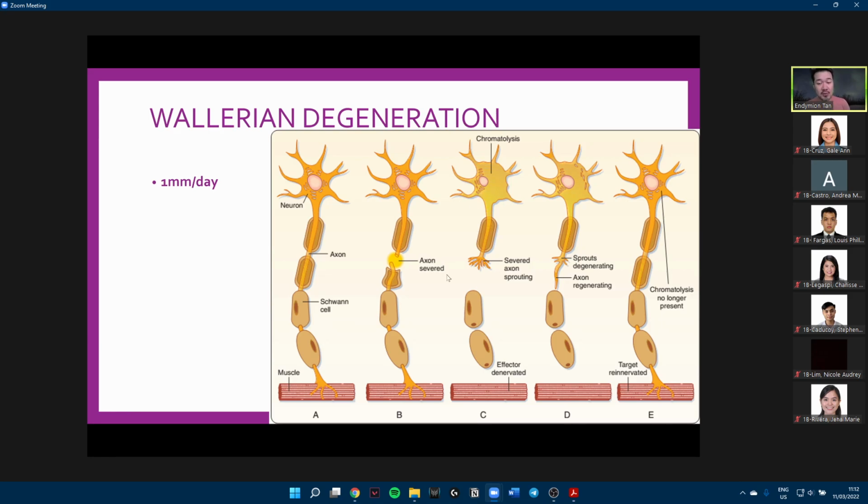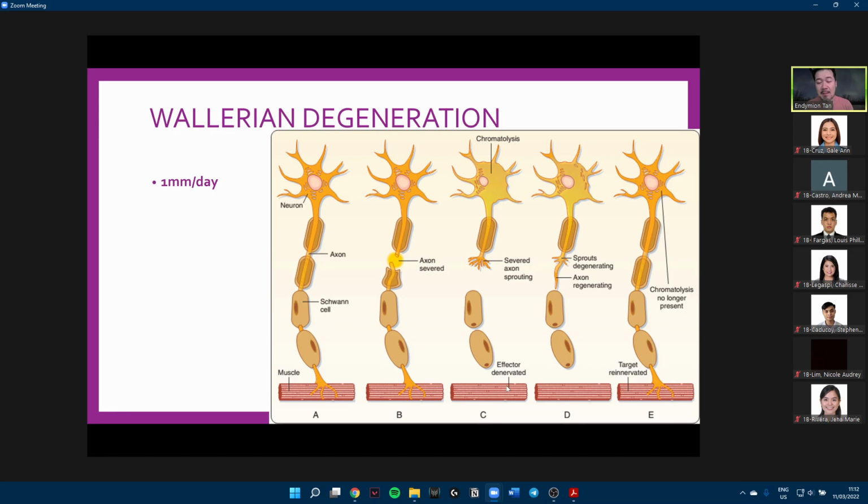So if there's an injury, if the axon is severed, the distal part going to the effector organ would undergo Wallerian degeneration, and the part where it has been severed will have axon sprouting and regeneration. The cell body or soma would undergo chromatolysis because there's a loss of the chromatin pigments. It would swell up and increase in size, and the nucleus would assume a peripheral or eccentric location.